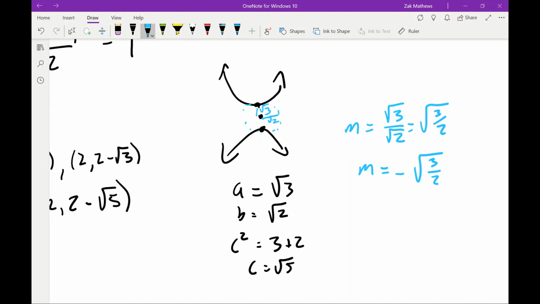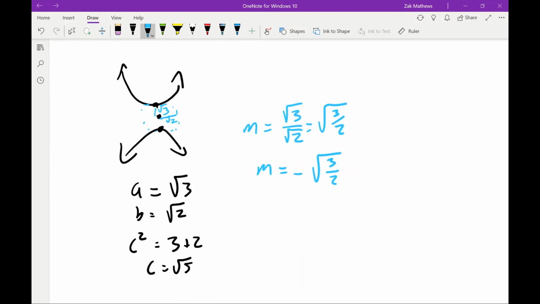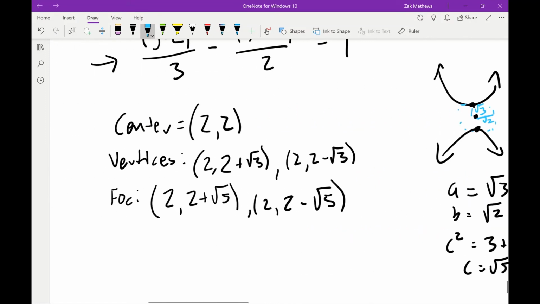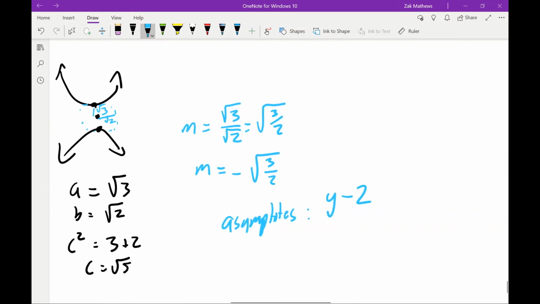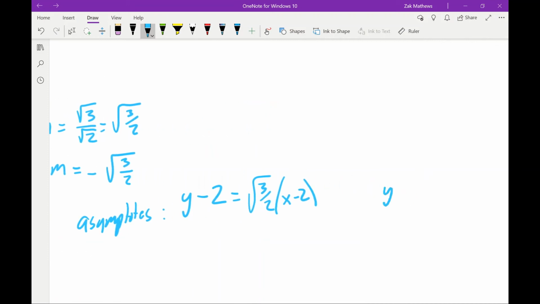And so if we write down what those asymptotes are, we would have y minus, well, remember what our center was, it's 2, 2. y minus 2 equals square root of 3 over 2 times x minus 2. And then the other one would be y minus 2 equals the negative square root of 3 over 2 times x minus 2.